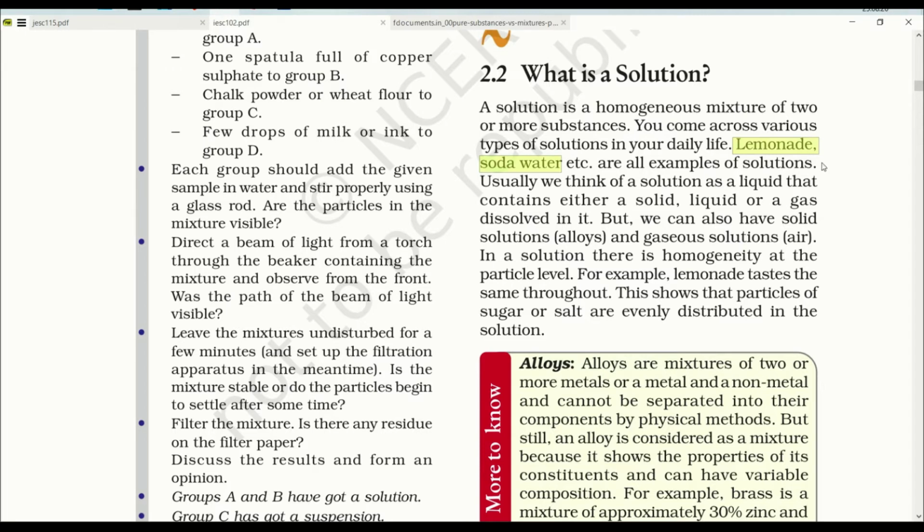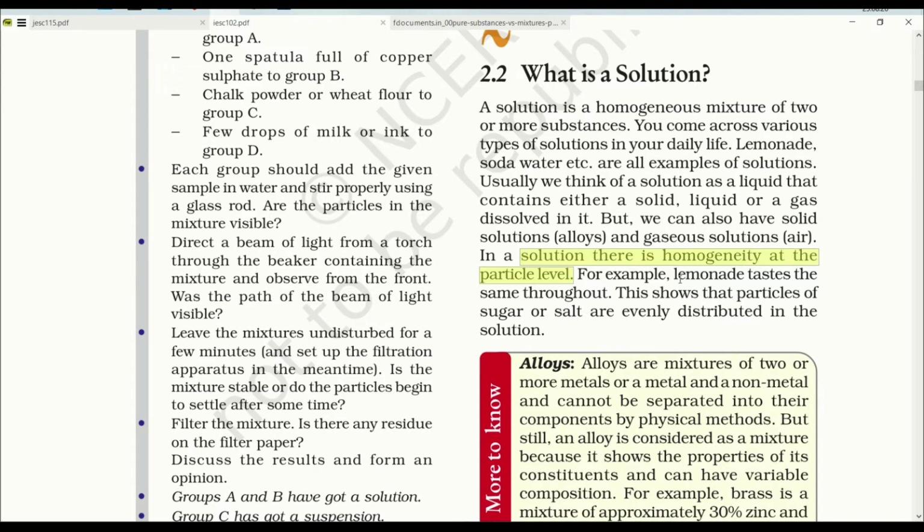All are examples of solutions. Usually we think of a solution as a liquid that contains either a solid, liquid or gas dissolved in it. But we can also have solid solutions and gaseous solutions. In a solution there is homogeneity at the particle level. So a solution is a homogeneous mixture at the particle level.